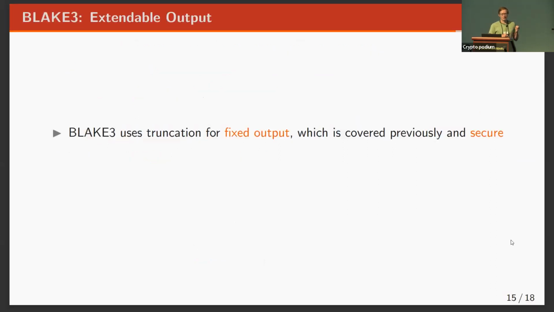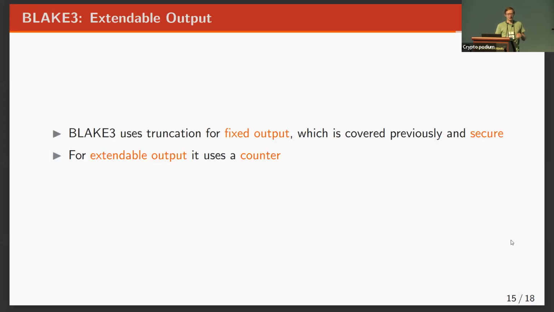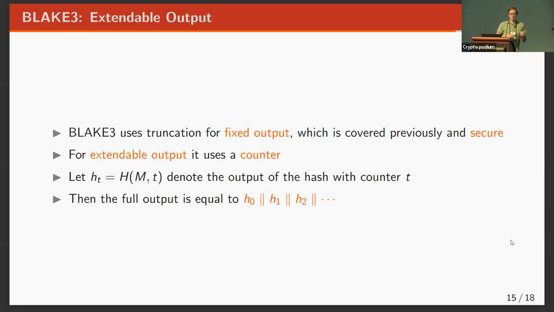So Blake 3 has two different modes. One is a fixed output mode, and for this it uses truncation, which was studied before and is fine. But it also has an extendable output, and there it uses the counter. To get multiple blocks of output, it starts with setting the counter to 0 and getting the output, sets it to 1 and appends it, and so on.